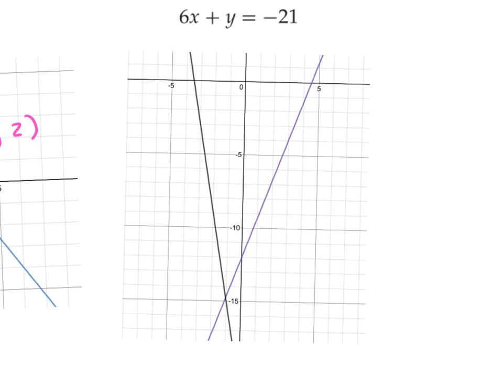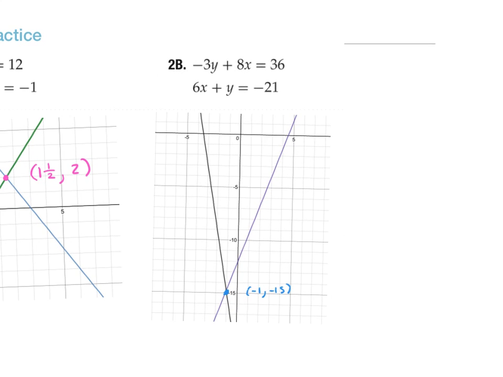What point do they intersect at? -1 and -15. -1, -15. Awesome. So what's our x? And then what's our y? Perfect.